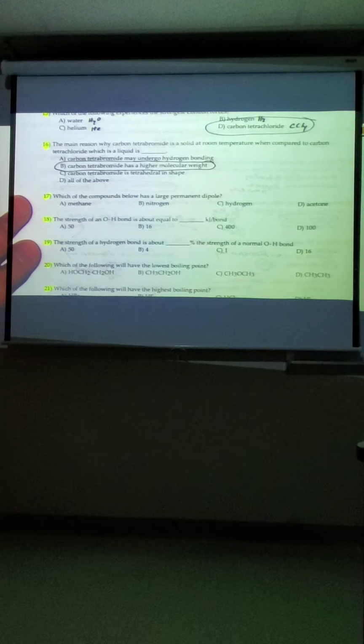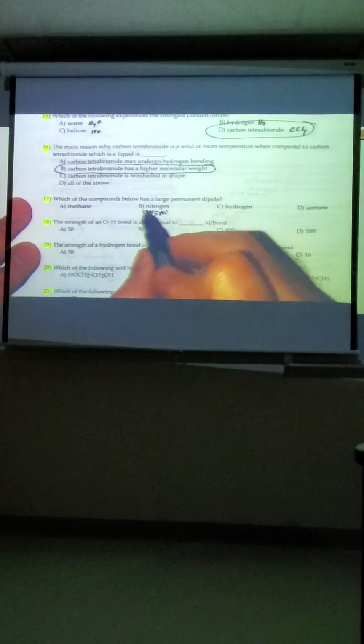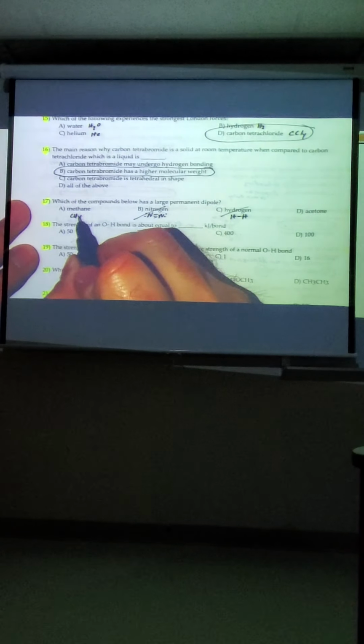Number 17, largest dipole. To have a large dipole, you need to not cancel out like nitrogen. Nitrogen has got a triple bond between it, and even though it's a big bully, when it's attached to itself, it has no dipole. Hydrogen is H to H, no dipole there, they're going to cancel. Methane is CH4, that's a hydrocarbon, and carbon is a 2.5, hydrogen is a 2.1, that 0.4 difference is not enough for a dipole, we need 0.5 or larger.